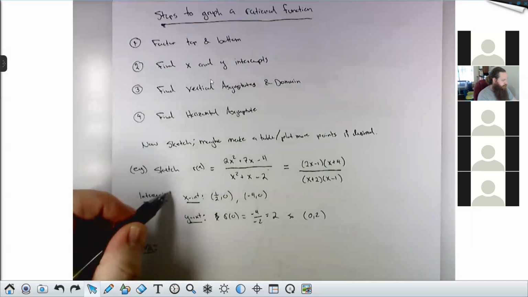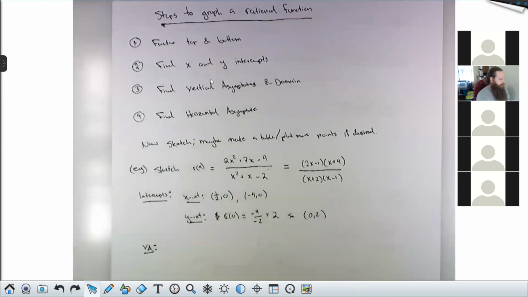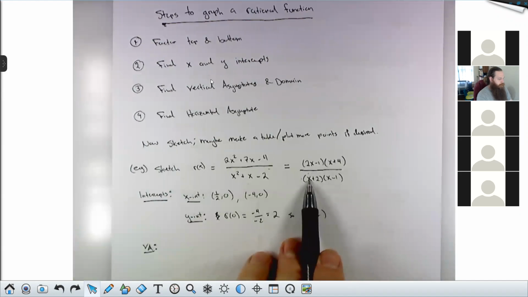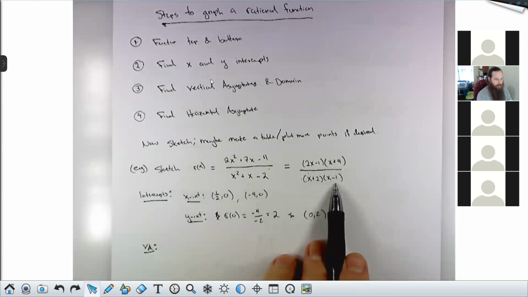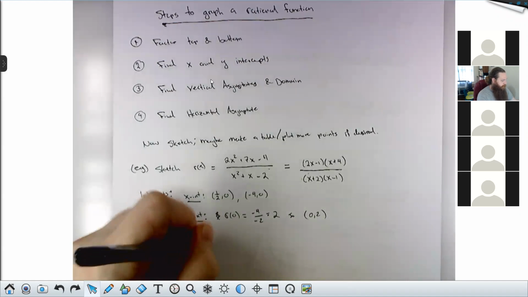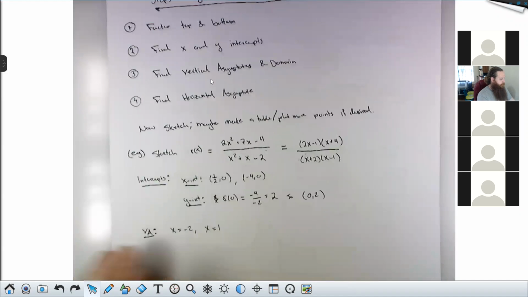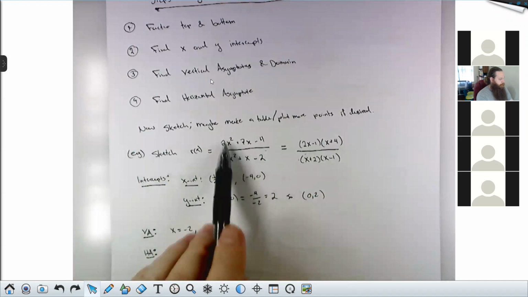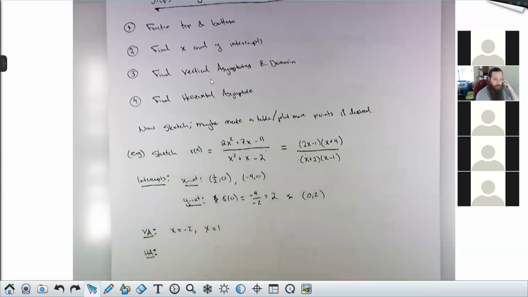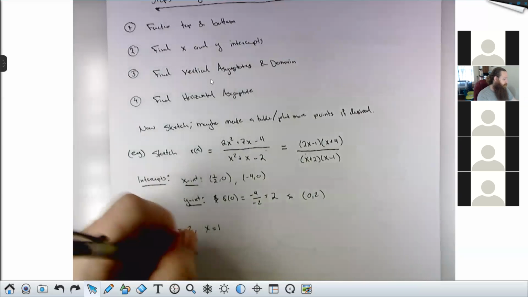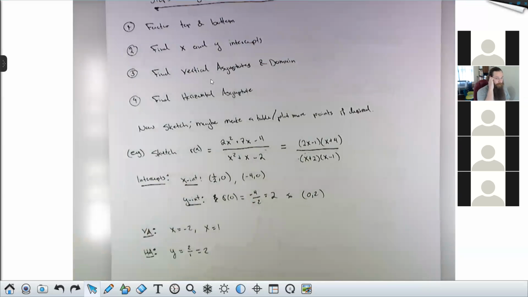Vertical asymptotes. Those come from the bottom being 0. So when is the bottom 0? That's why we factored. The bottom is 0 when x is -2 from this factor, and when x is +1 from this factor. So I have two VAs here. X equals -2 and x equals 1. Horizontal asymptote. The degree of the top and degree of the bottom here are the same. They're both degree 2. And just like that very first example, the ratio of lead coefficients is 2/1. So just y equals 2.